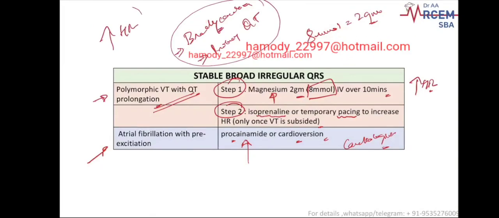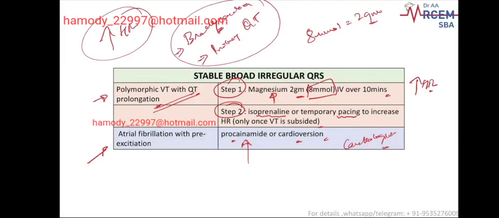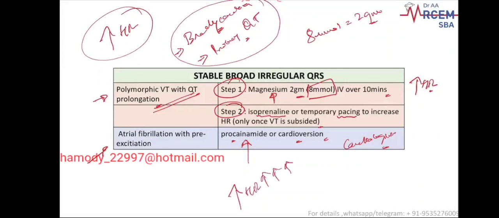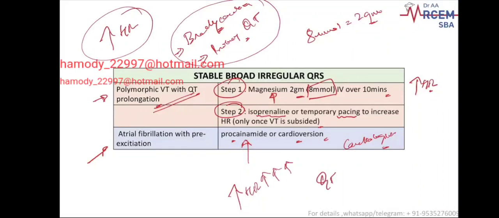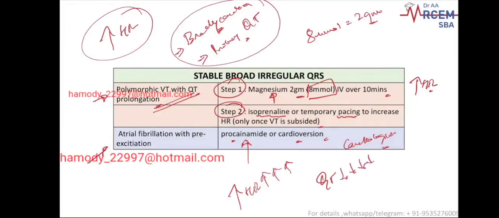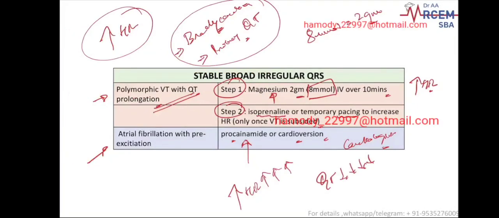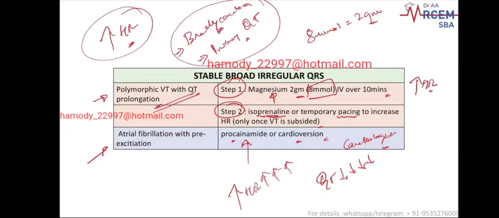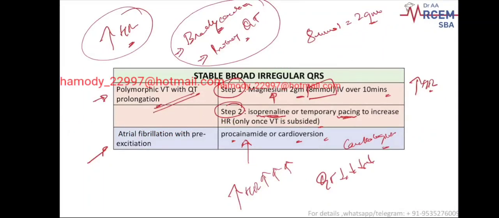So bradycardia, by increasing the heart rate, yes, we know it works. What about the prolonged QT? How does it work? As the heart rate goes on increasing and increasing, the QT interval, not the corrected QT interval, just the QT interval becomes smaller and smaller. That's the logic here. So they want to keep the heart rate on the higher side. For that, if required, use isoprenaline, or if required, use transcutaneous pacing, what they have recommended here.